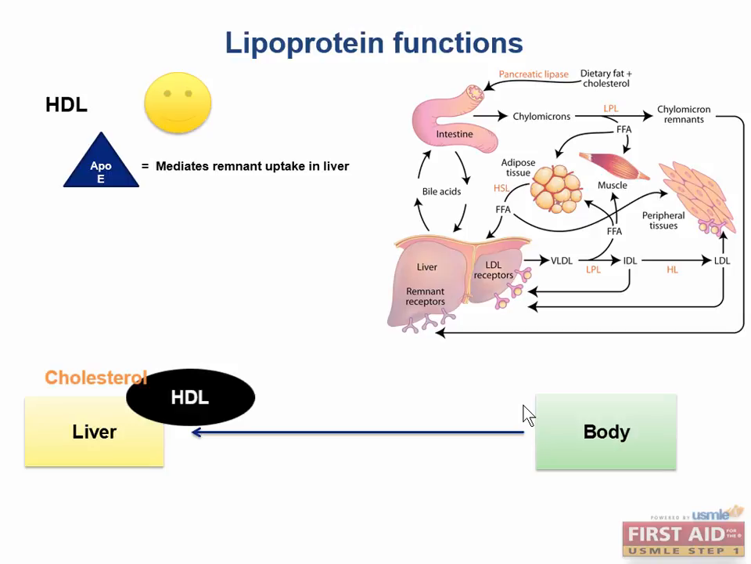Which apolipoproteins are found in the HDL molecules? Well, HDL acts as a repository for apolipoprotein C and E, which are needed for chylomicron and VLDL metabolism.